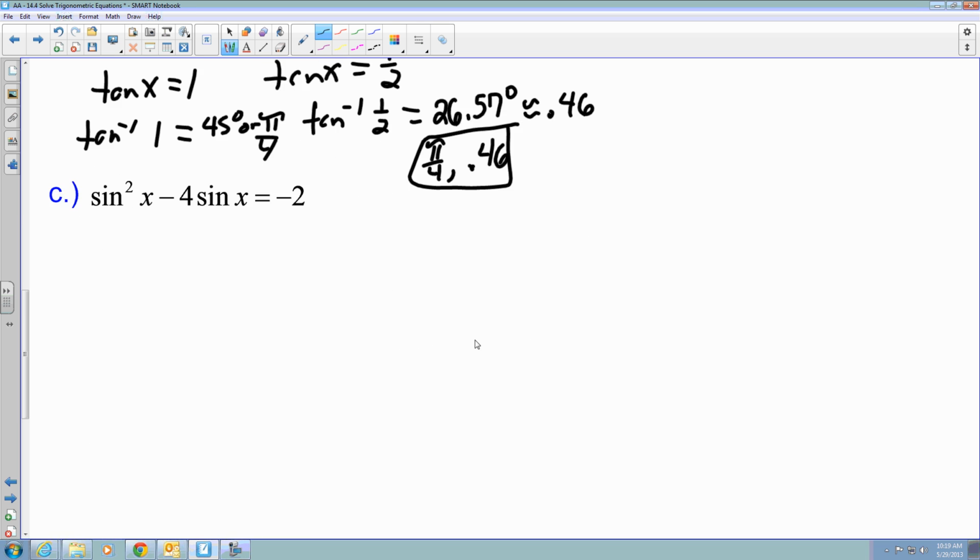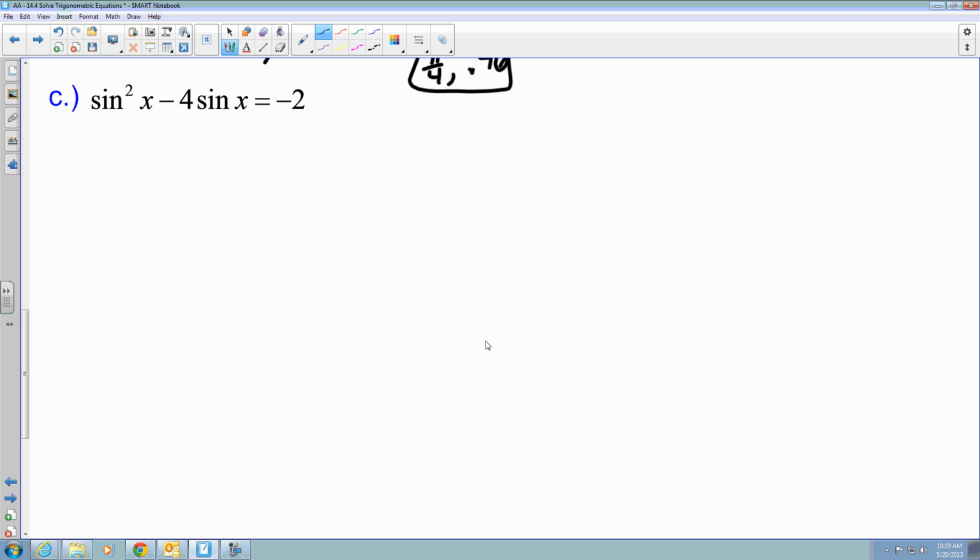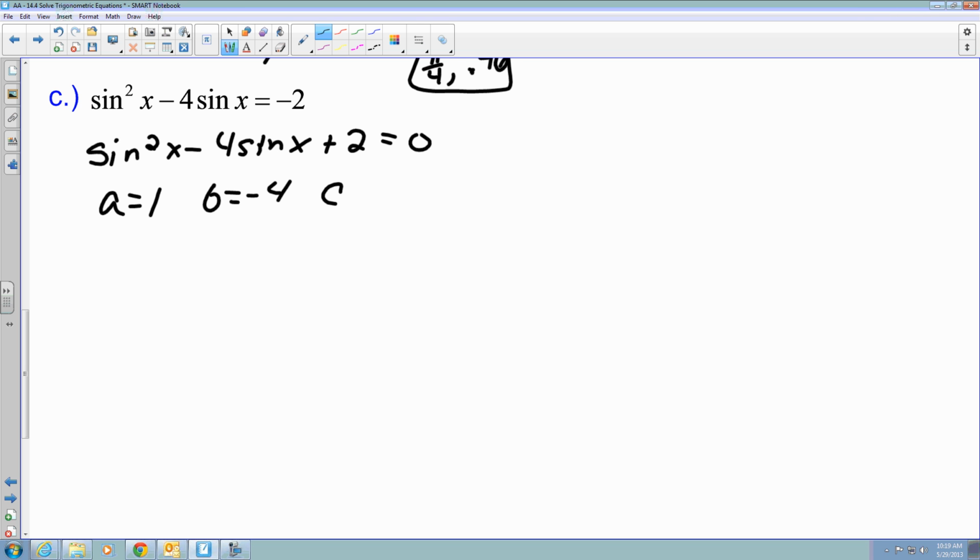Let's give one more a try. Let's give this one a try. So from here, we have sine x as our variable in this case to help us solve the quadratic formula. But again, we have to get everything all on one side. So I'm going to say sine squared x minus 4 sine x here plus 2 and set it equal to 0. So that means my a is 1, my b is negative 4, and my c is 2.